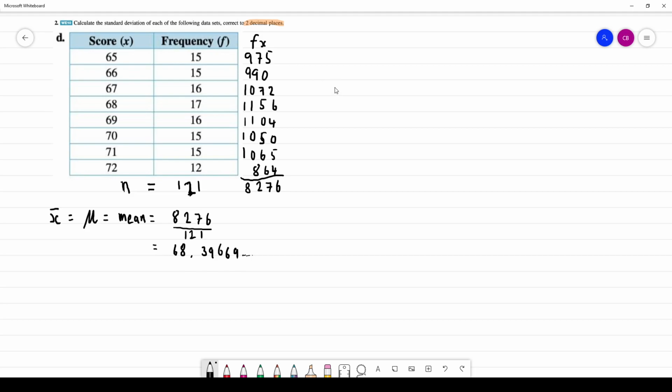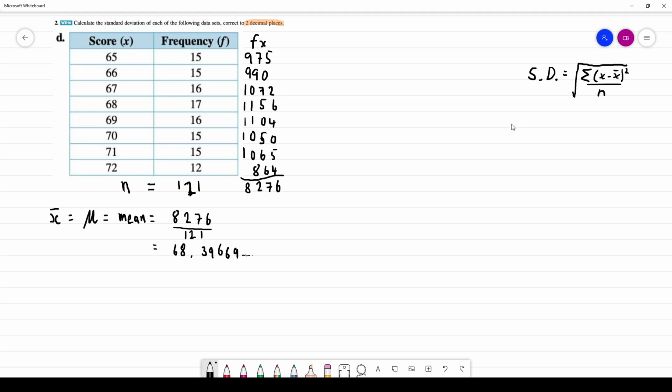Now that we've got f times x, part of the formula for standard deviation is, well, the entire formula. I'll just write it over here. Standard deviation is equal to the square root of sigma x minus x bar squared all over n. That might look super scary, but we're going to break down every single part of it.